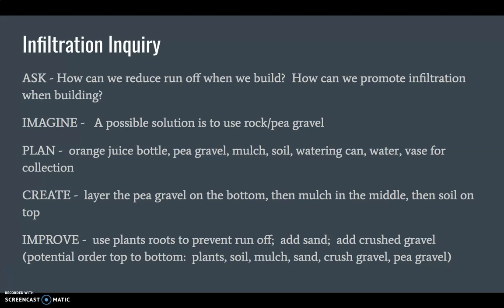I'll show you later on in the video, but this didn't work so well. So an improvement idea would be to actually put plants in there and use the roots to prevent the runoff, and to add sand and crushed gravel to the layers as well. A potential order from top to bottom would be the plants and the roots on top, then the soil, the mulch, sand, crushed gravel, and then pea gravel at the bottom. I'm using that to show the different layers of the Earth's crust, using smaller scale items for our inquiry.